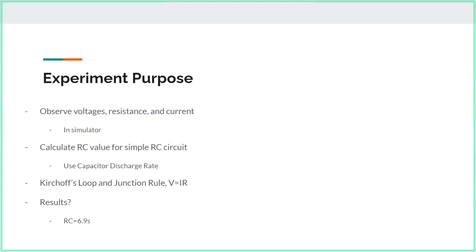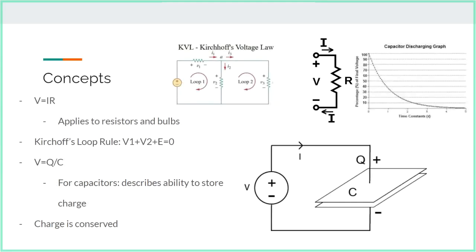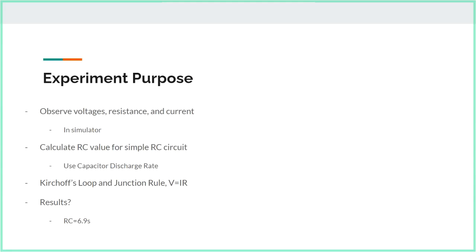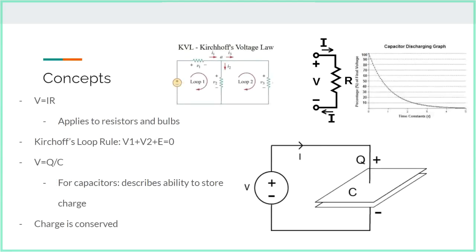The purpose of this lab is to observe how voltage, current, and resistance interact in ideal or simulated environments. I first went through the simulation trying different situations and then used the data to calculate the RC value for the simple RC circuit. The major concepts that allowed us to calculate the results of this lab were Kirchhoff's loop and junction rules and the principles of voltage equals current times resistance and the various iterations of that equation. Using these principles and after graphing my values, I found the RC to be 6.9 seconds. Here are the concepts one more time.